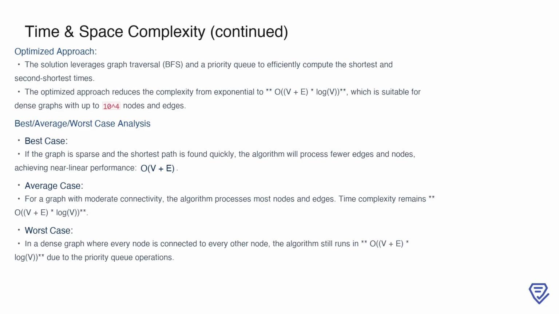Analyzing the best, average, and worst cases, we see that the algorithm performs well across different scenarios. In the best case, where the graph is sparse and the shortest path is easily found, the algorithm processes fewer nodes and edges, achieving near linear performance of O(v + e). For a moderately connected graph, the average case is around O((v + e) * log v), as most nodes and edges are processed. Finally, even in the worst case of a dense graph with full connectivity, the algorithm remains efficient due to its reliance on priority queue operations, maintaining the same O((v + e) * log v) complexity.